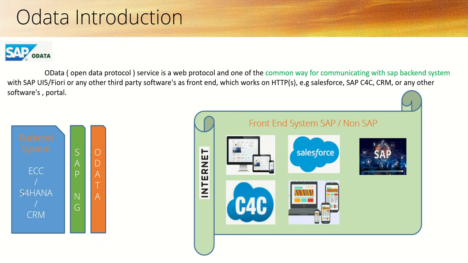We can see from this screenshot, on the backend, we can have the ECC, S/4HANA or CRM system, and we can integrate this backend system with any third-party system as a front end, or we can also have the SAP UI5 Fiori as a front-end system.